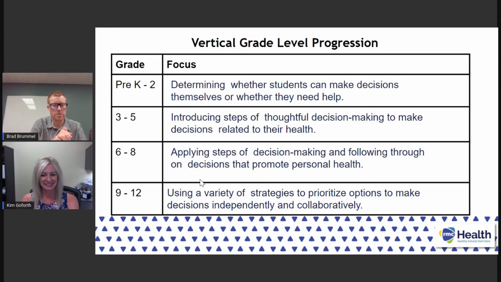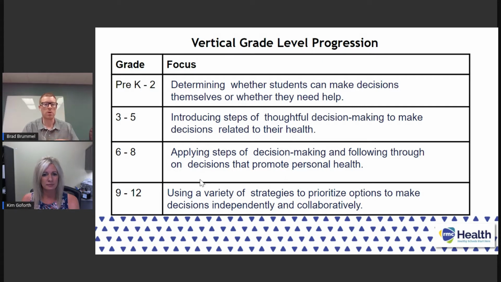And as we progress to upper elementary, we're now starting to introduce the steps of a thoughtful decision-making process. So early elementary, they learn when they need help. And then upper elementary, they're learning the steps so that they can make these thoughtful decisions more independently. And they're learning a successful strategy to do that in a step-by-step way. And then as we move into secondary health education at the middle school level, we're actually applying these steps that they learned in upper elementary. This is a great vertical progression. And then they're following through on decisions to promote their personal health.